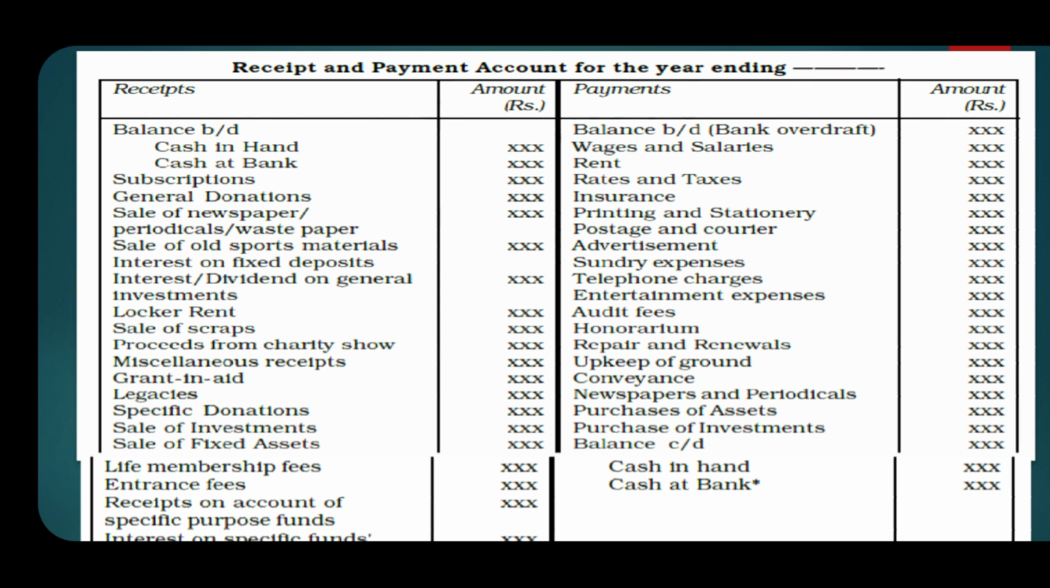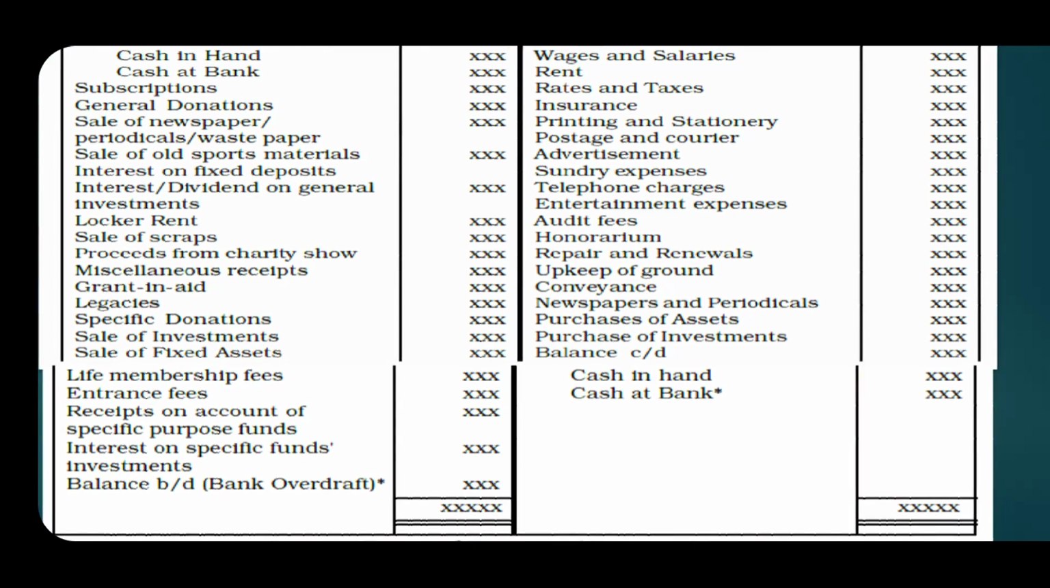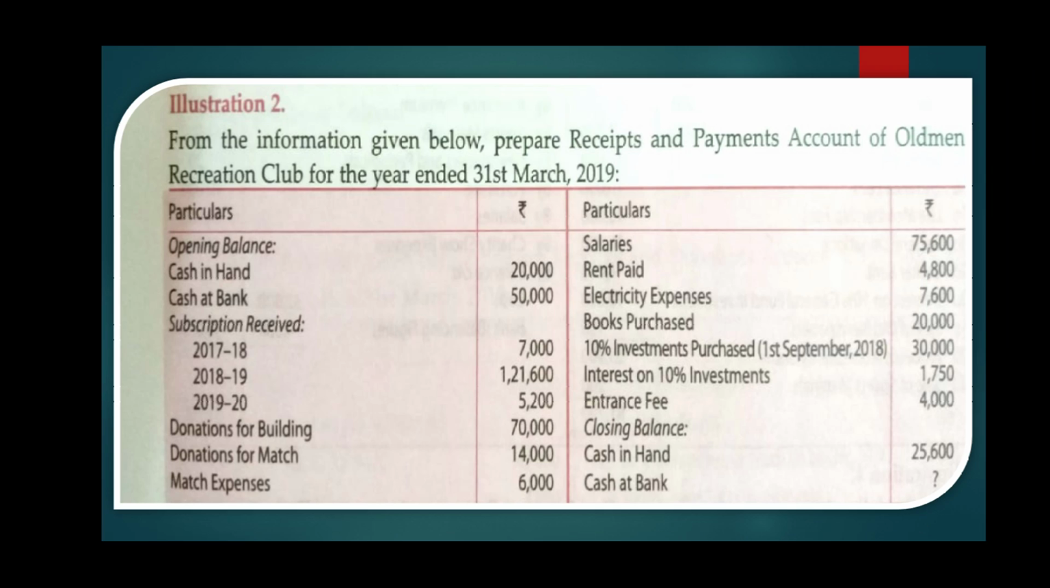So last will be the closing balance of cash in hand or cash at bank. So this is the receipt and payment accounts format. And next, we can take one example here. So the first illustration is, I will read: from the information given below, prepare receipt and payment account of Old Man Recreation Club for the year ended 31st March 2019.